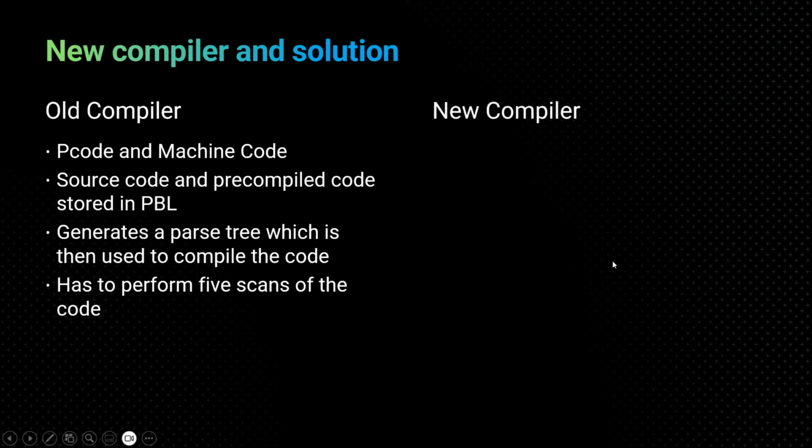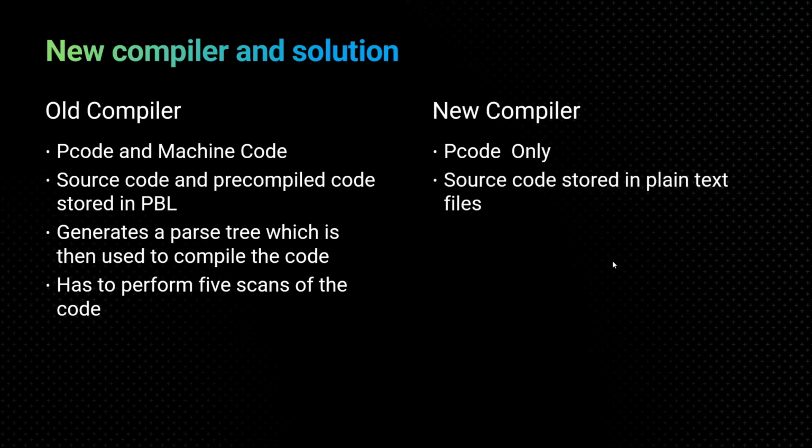Let's look at the new compiler. Now, this is one downside: the new compiler can only do P-code. It does not do machine code. However, it stores the source code in plain text files. What that means is that when we're connecting to source control, we can directly commit and push the source code files themselves. We don't have to go through the PBL anymore. So that makes interfacing with source control easier.